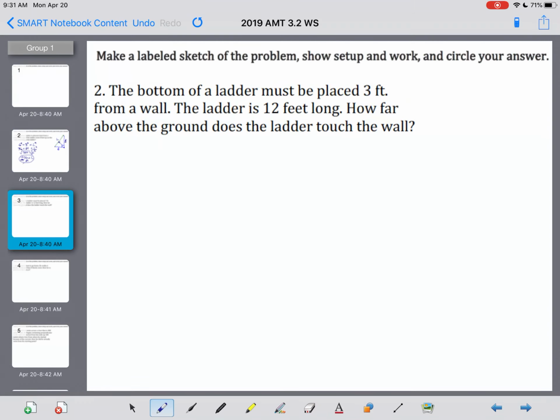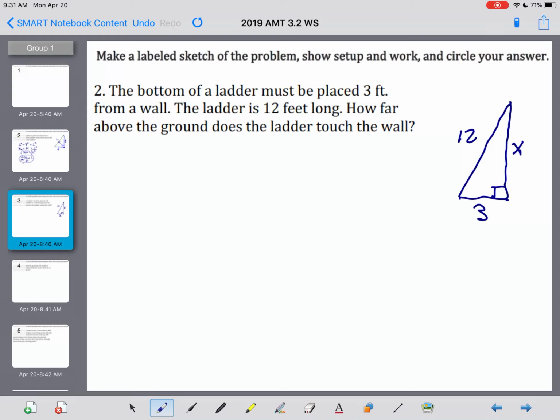Another ladder problem. The bottom of a ladder must be placed 3 feet from a wall. So again, I'm going to go ahead. There's my wall. There's my 3 feet. And again, we're assuming a right angle. If the ladder is 12 feet long, so now we know the ladder, how far above the ground does the ladder touch the wall? So I'm going to call this X right there.